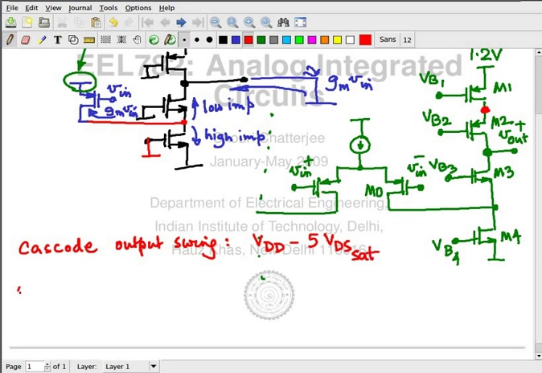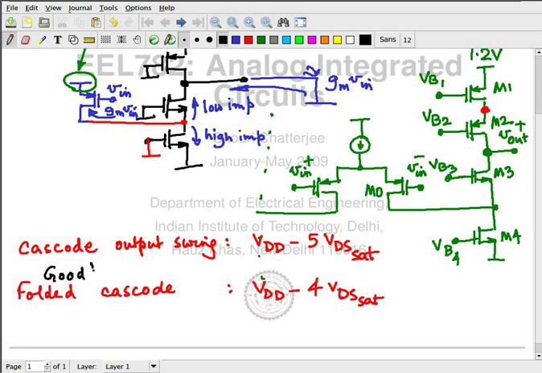And in this case, I have VDD minus 4 VDS sat. So it's slightly better. What have I lost out? So this is the good news. What's the bad news? So GM has decreased a little bit, RDS also has decreased a little bit. So I have a little lesser gain than before.